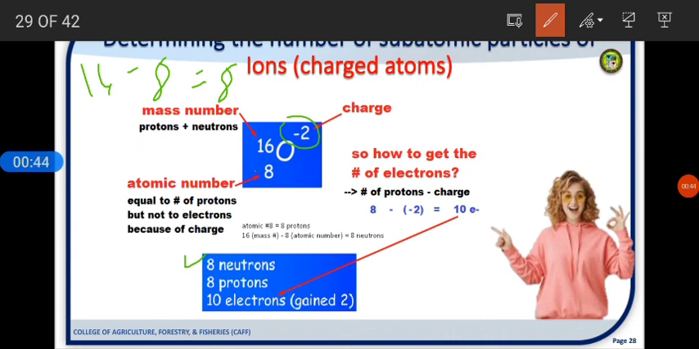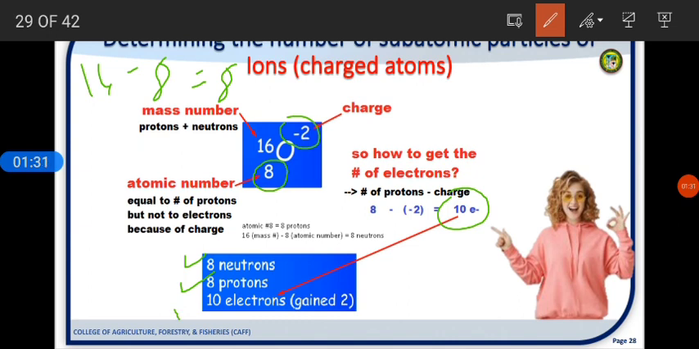Then you are given the atomic number. Therefore, your number of protons is also 8. Now, compute for electrons. Again, how are we going to compute for the number of electrons? Use this formula, number of protons minus charge. So you have this one. Now your number of protons is 8. So 8 minus -2, or you have to put that in parentheses, so 8 minus (-2), then the answer is 10 electrons.